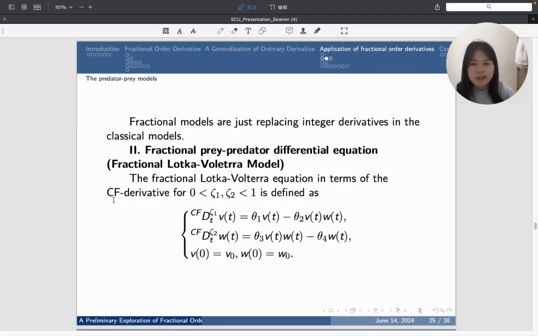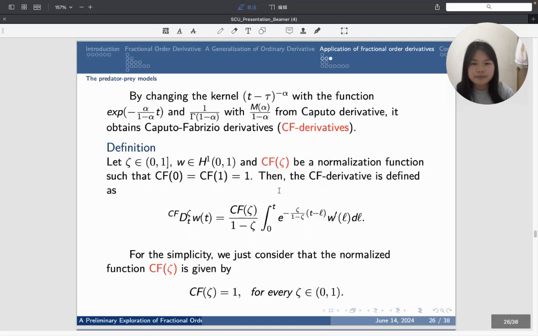And in this case, we are choosing the CF derivatives, which we show on the next slide. And the fractional order is between 0 and 1. Well, the CF derivative is nothing but changing the kernel in the Caputo derivative in another way. And also for simplicity, we just consider the normalization function M(ξ) equals 1.